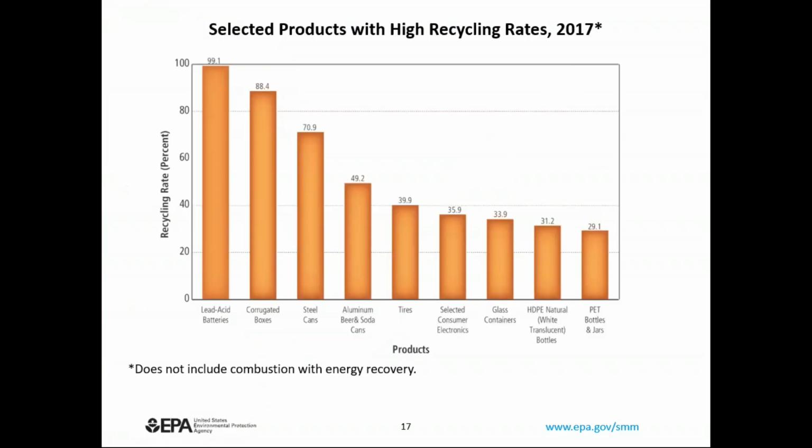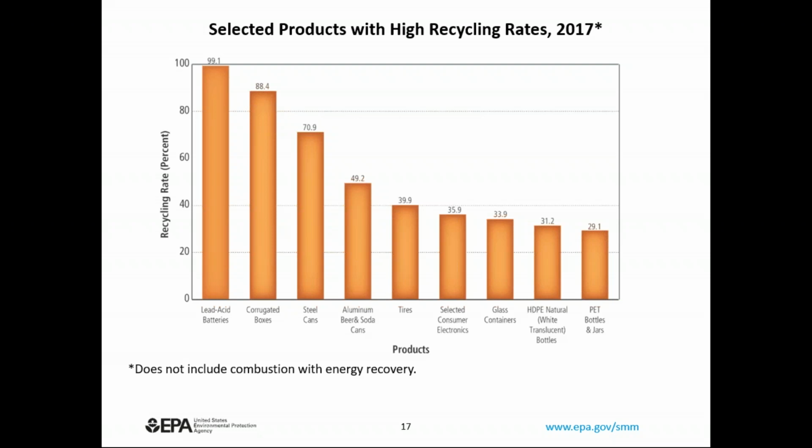This next figure shows recycling rates of selected products with high recycling rates. The clear winner is lead acid batteries. 99% of them were recycled in 2017. Regulations require lead acid batteries to be managed in an environmentally sound way. There is a robust infrastructure for the convenient recycling of batteries. Also, the lead and the polypropylene plastic in batteries has a high value.